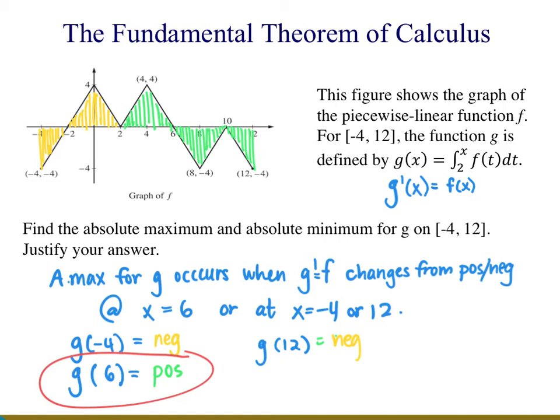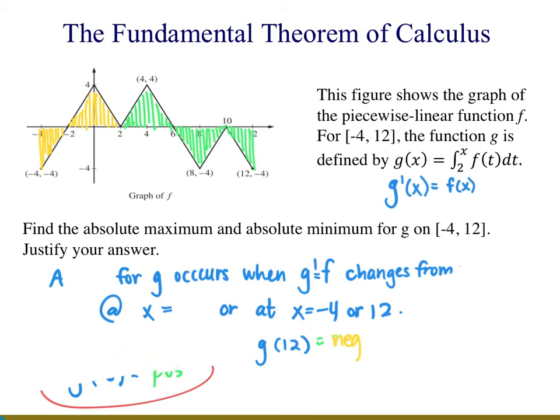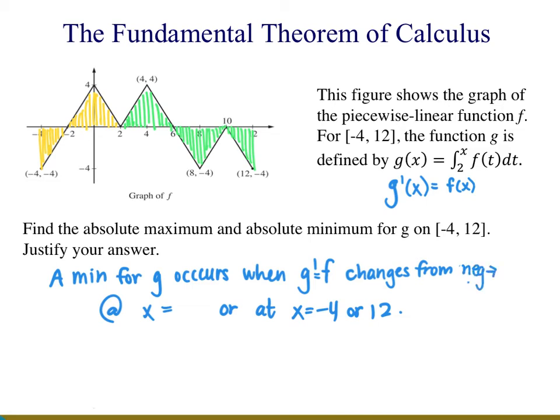All right, if we want to do minimum, we just flip the script on here. So let me erase a bunch of this. Okay, just change my words, and I can redo the same thing. So the minimum for G occurs when G prime, or F, changes from negative to positive.